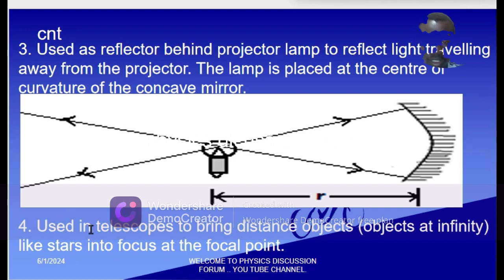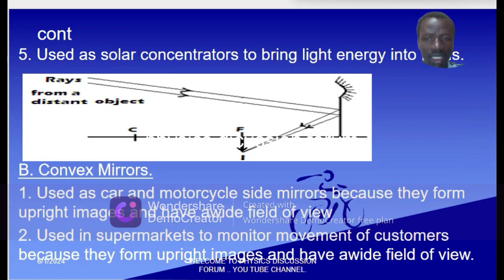The fourth one is used in telescopes to bring distant objects like stars to the focal point. These are objects at infinity. We always use those rays that hit the mirror at an angle, so they obey the laws of reflection. The image of that object is brought to the focal point, as shown here.